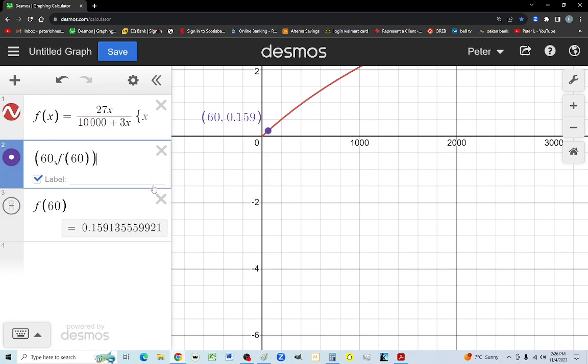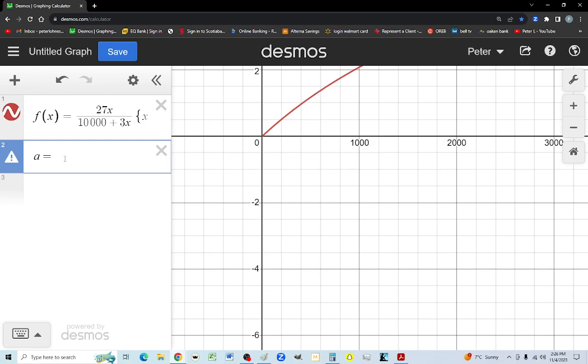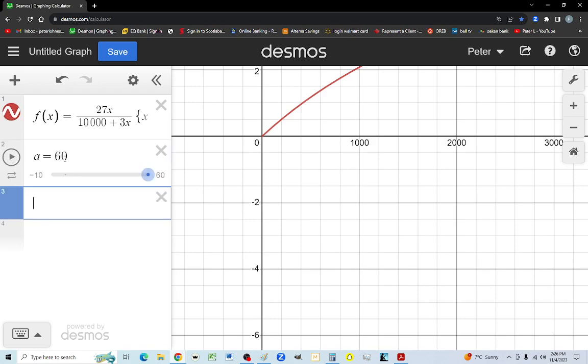So what we're going to do is do the standard way. We're going to make our a equal to 60. We're going to make our h equal this. And we're just going to let Desmos do it, like this.